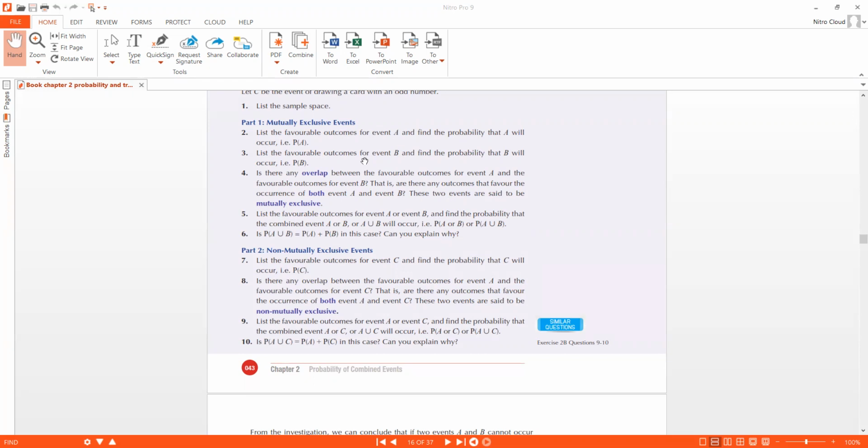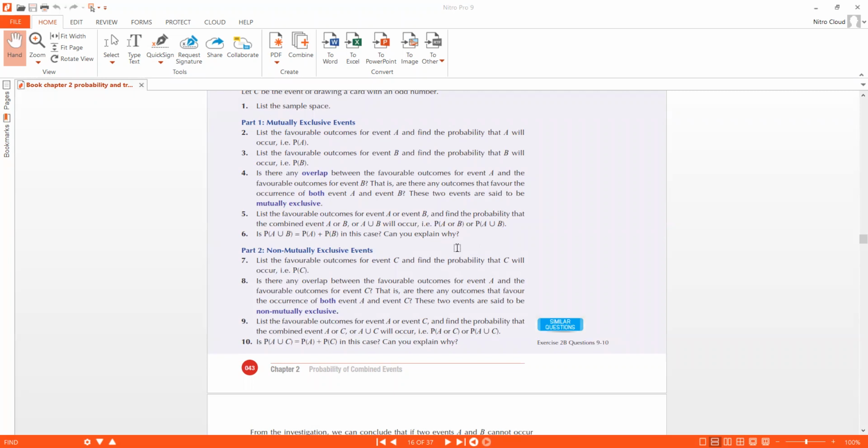Remember, that was mutually exclusive event or overlapping event. Are there any outcomes that favor the occurrence of both event A and event B? So this is the outcome that was 1 1. The rest of the five events, 2 2, 3 3, 4 4, 5 5 and 6 6 on the two dice, were not overlapping. Only one event was overlapping, that was 1 and 1 on both the dice.